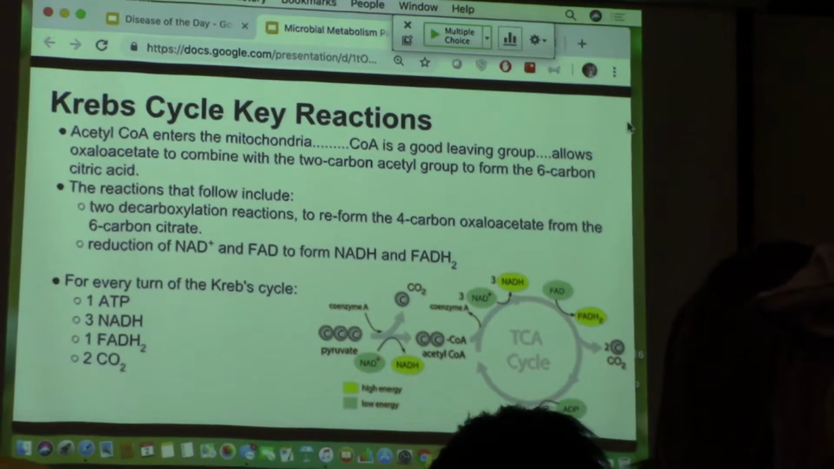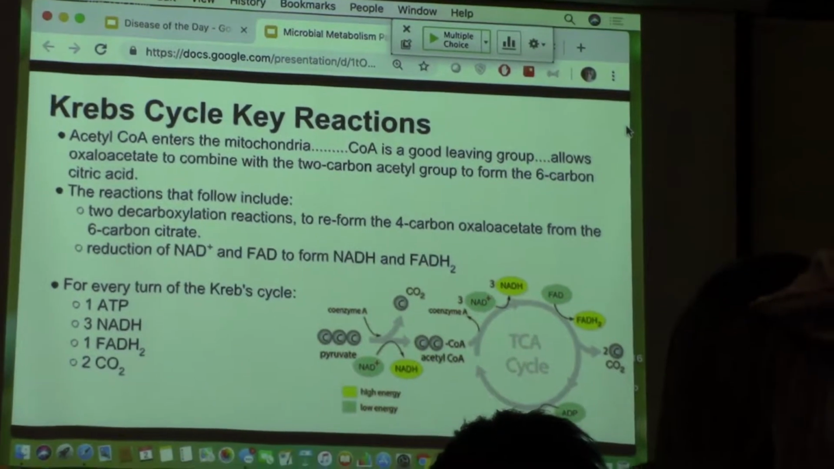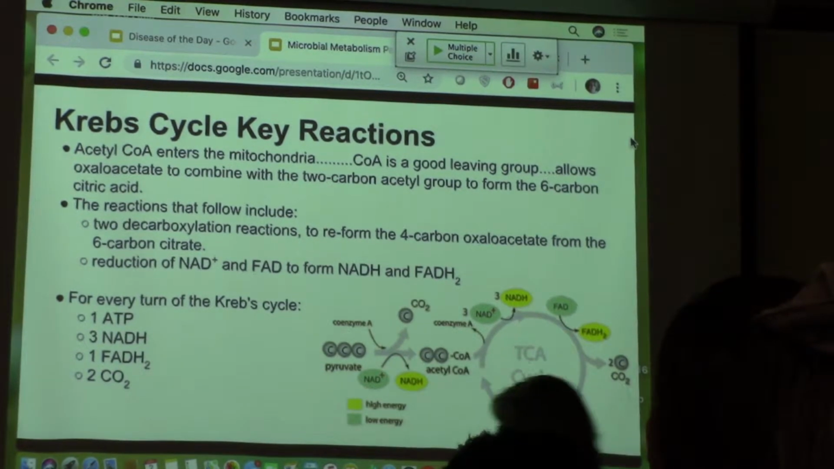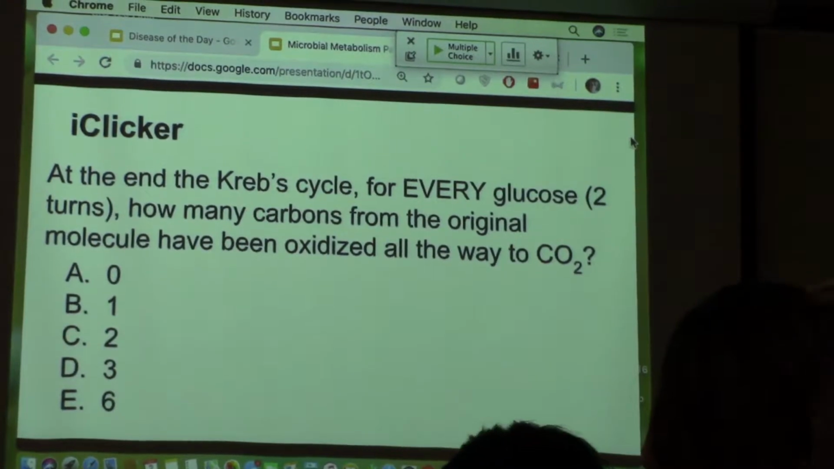Okay. Questions on this slide before we move on? All right, so that is the Krebs cycle. And we have a few footnotes here, so let's do these.